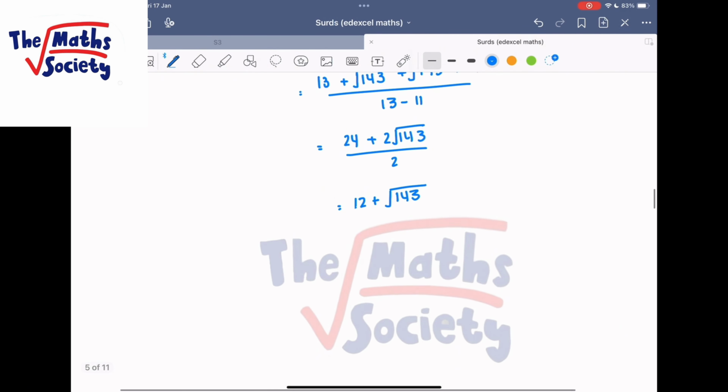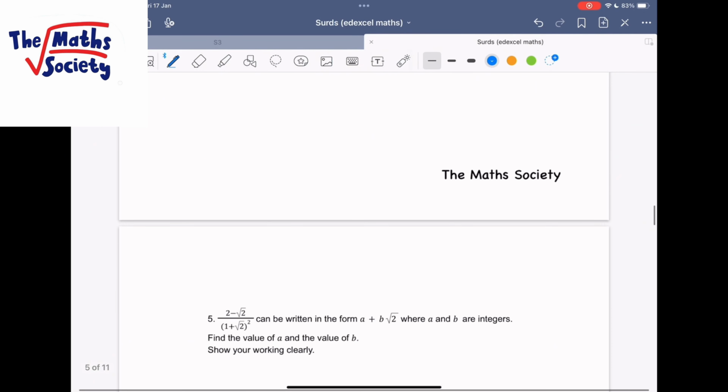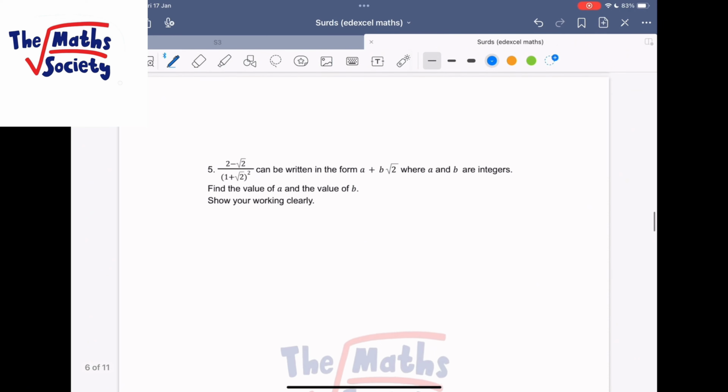And so let's check if it's in the form. Yep, a plus root b. We have 12 plus root 143, and it's in the form. So now we can move on to question number 5.